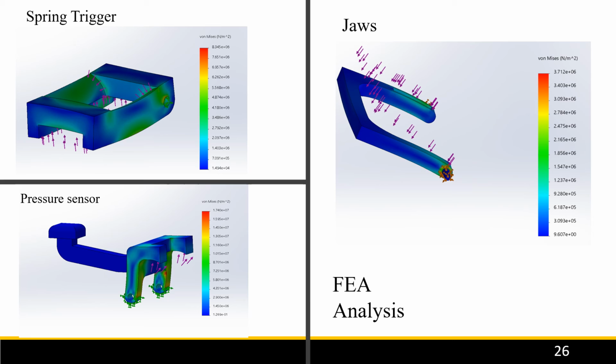As I mentioned in the previous slide, I will talk about some FEA analysis that we conducted on the claw mechanism. We have 3 different components of the claw mechanism broken down. The left-hand portion is the spring trigger, the right-hand portion is the jaw mechanism of the claw, and in the bottom left is the pressure sensor. It is best to know that the blue indicates a low stress value, while the red indicates a high stress value. The arrows also indicate where the force is being applied once it makes contact with the Rubik's Cube.